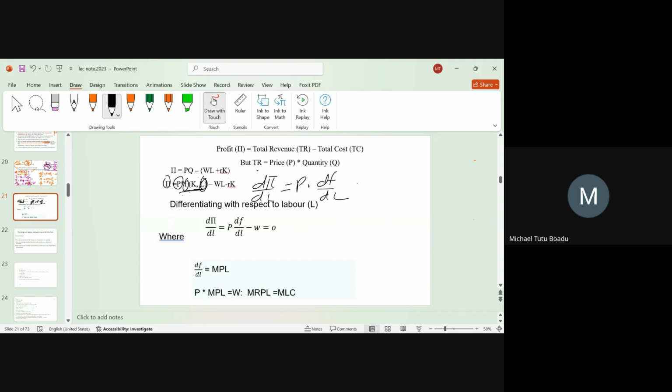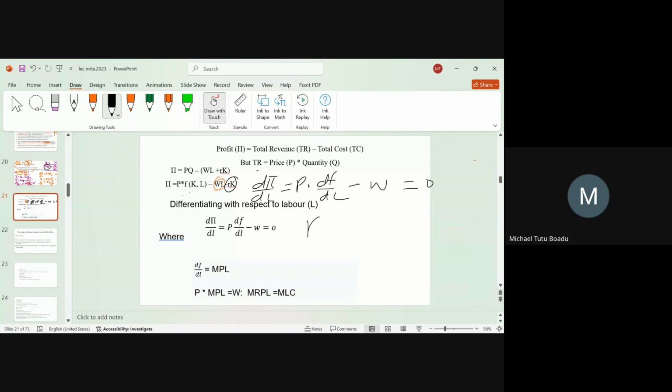Then I'll move again. Where I have L, I differentiate again. If I differentiate with respect to L, what I have is negative W, so minus W, and equate this to 0. You will not differentiate K because that is not what you are looking for. You are looking for labor in terms of real wages.